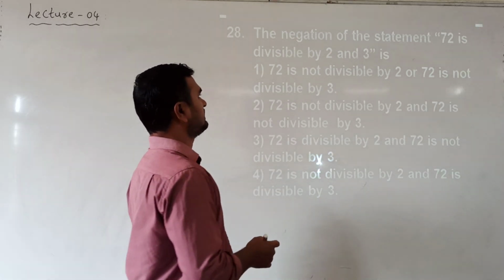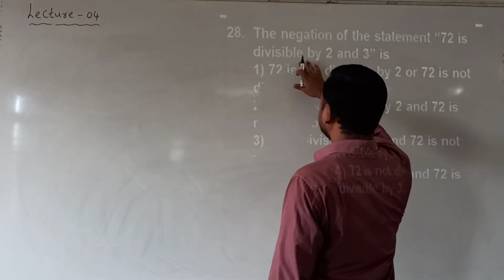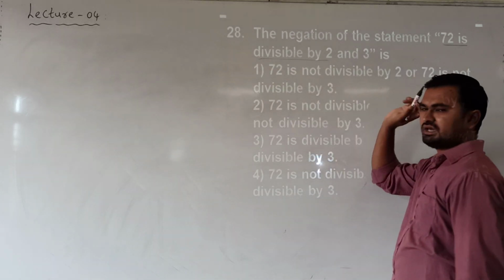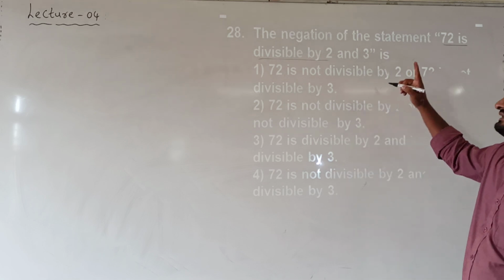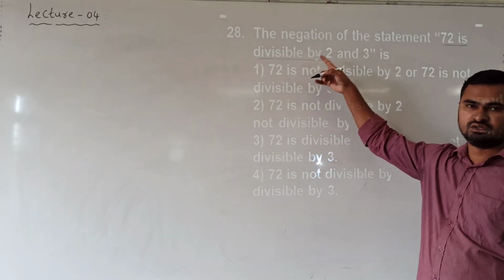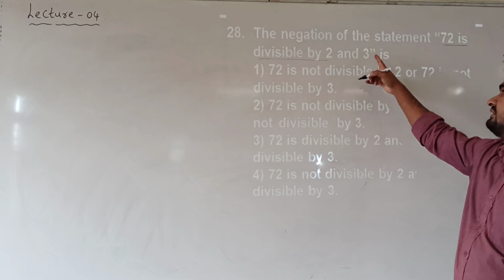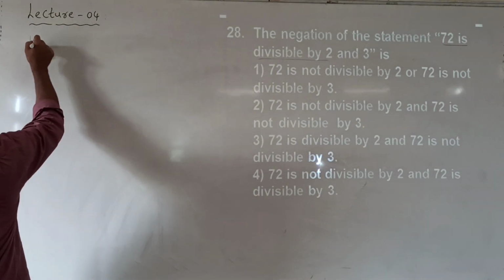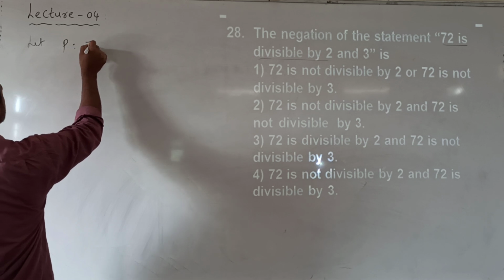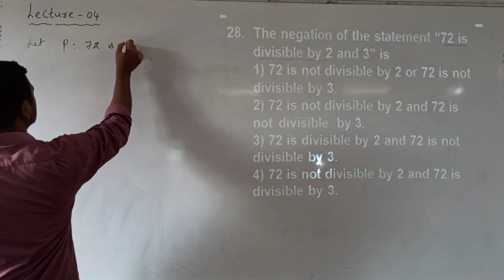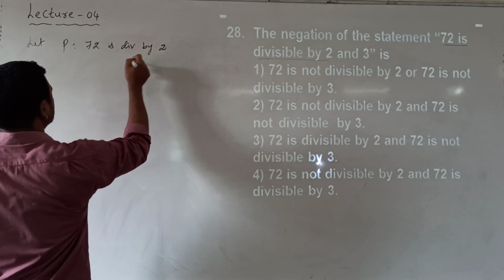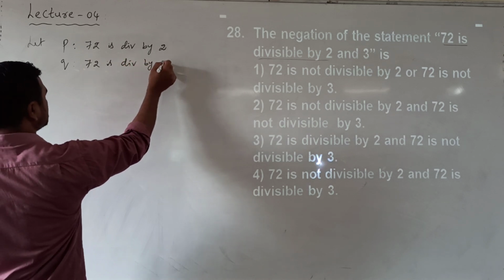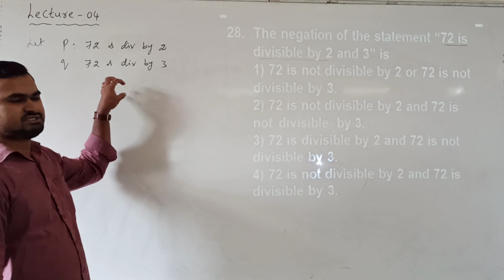Okay. Now observe the statement. 72 is divisible by 2 and 3. So how many simple statements we have? We are having two simple statements. Now one simple statement is 72 is divisible by 2. Another statement is 72 is divisible by 3. So these are the two simple statements we have. So let's take the two simple statements as P: 72 is divisible by 2. Q: 72 is divisible by 3.